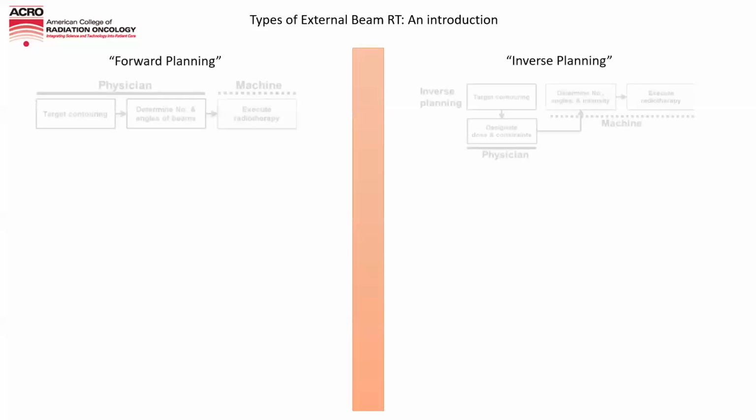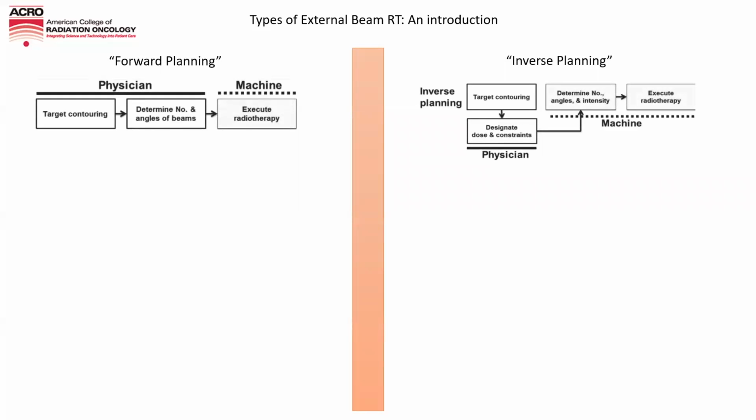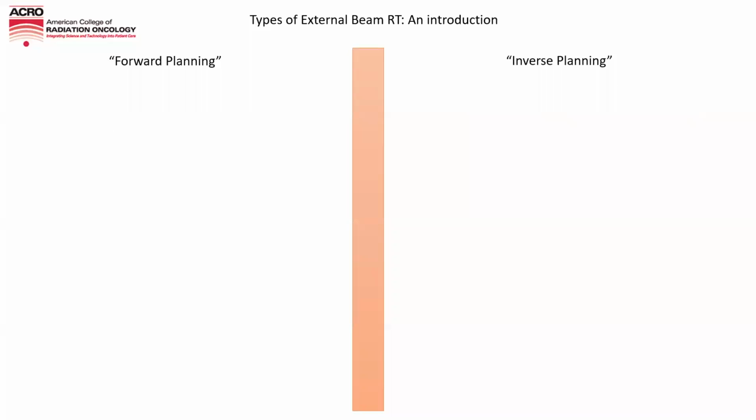What does this mean? In forward planning, the arrangement of beams used to deliver dose to a particular target is manually selected. In inverse planning, a computer planning system is given a target and automatically arranges the beams to provide appropriate coverage. Let's look in more detail, starting with forward planning on the left.